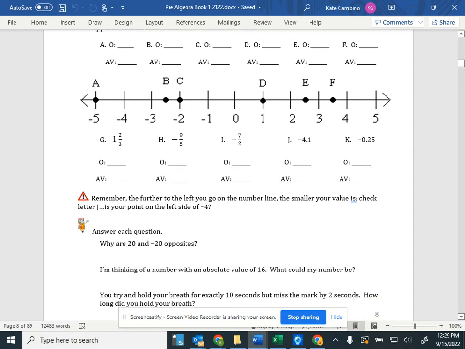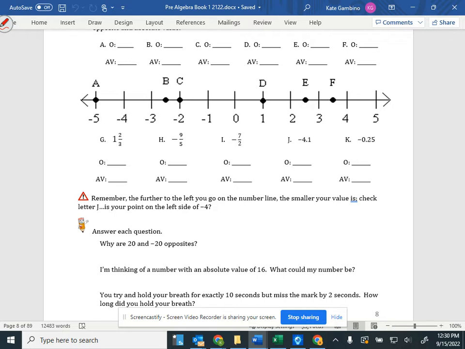So we did a practice one with the A. Let's look at our G. 1 2/3. I need to plot that on the number line. Where would I put G on the number line? 1 2/3. What two numbers am I going to put it in the middle of?